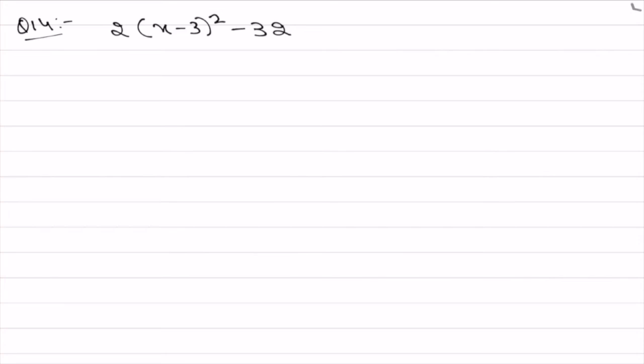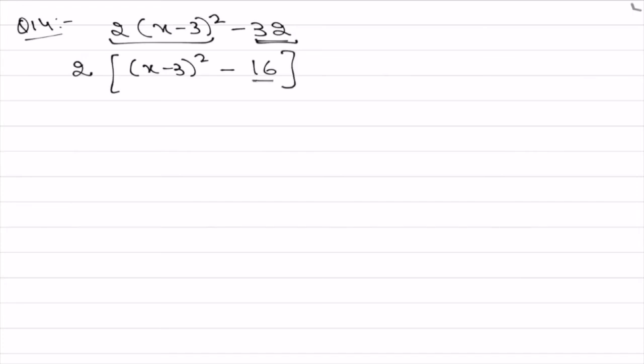Now in this question we can see that 32 is not a perfect square. So how to make it a perfect square? We can see the first and the second term, 2 is common. We will take out 2 common. After that we will see x minus 3 whole square minus 16 is left.